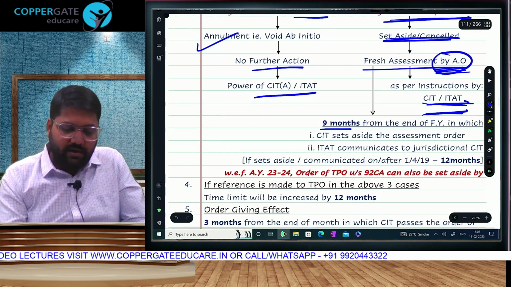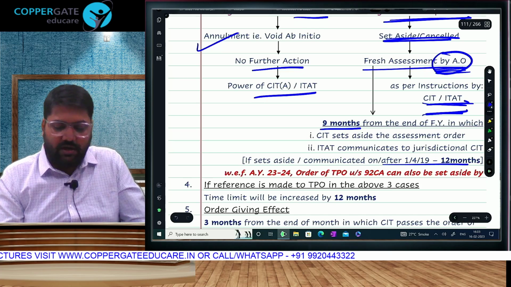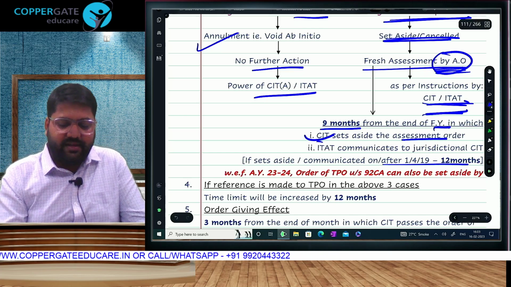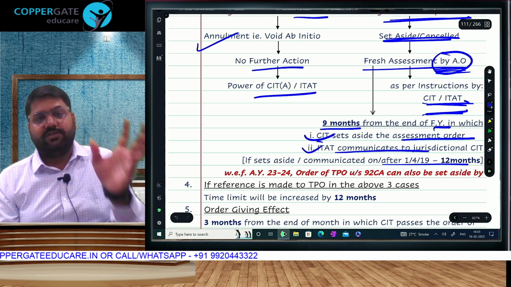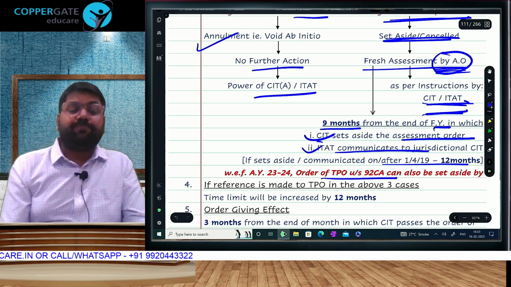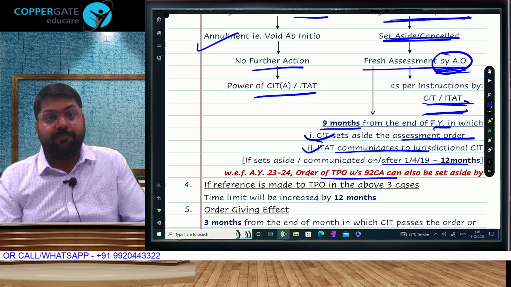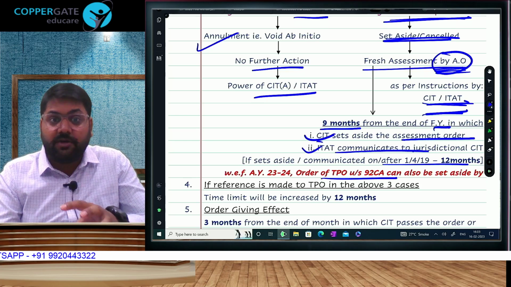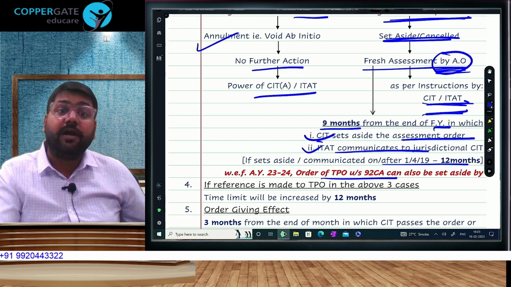Here also, earlier it used to be 9 months, but on or after 1/4/19, it will be 12 months from the end of the year, in which in case of CIT, he sets aside, or in case of ITAT, because it is an outside body, to communicate. And now, an order which is passed by the transfer pricing officer of computation of arm's length price under 92CA, in the revision chapter 263-264, it has been stated that even that order can be set aside.